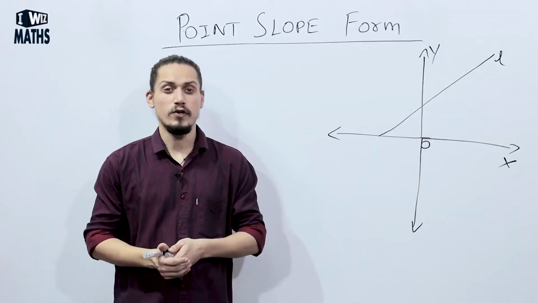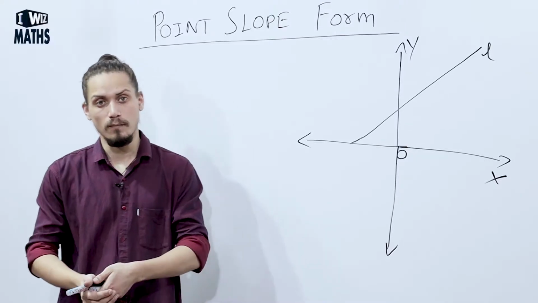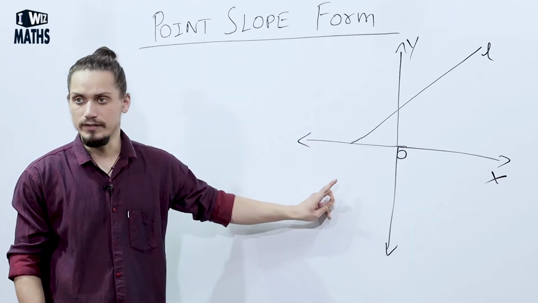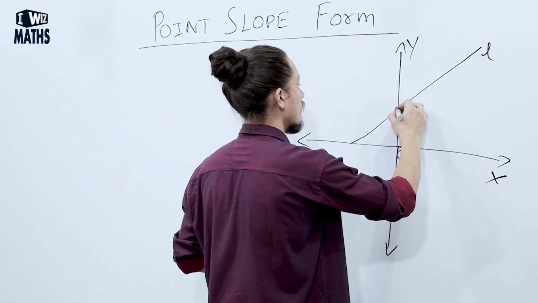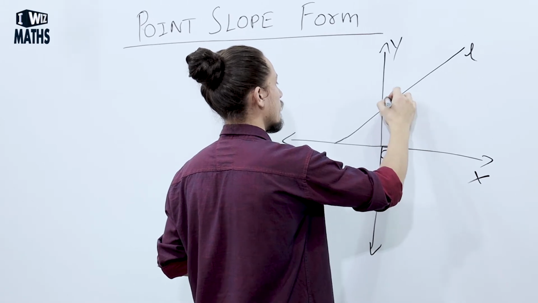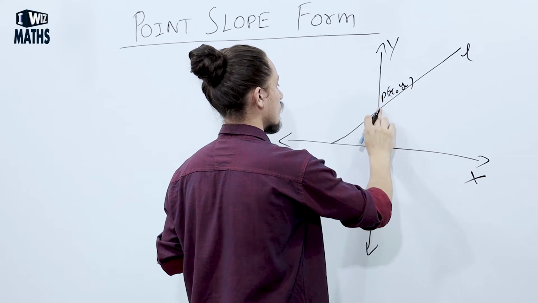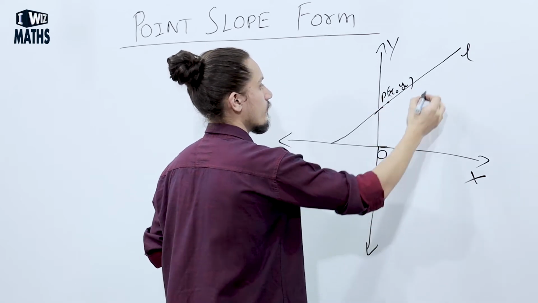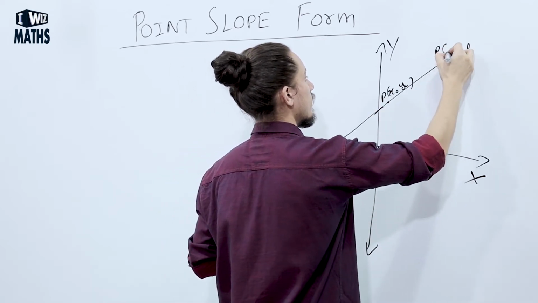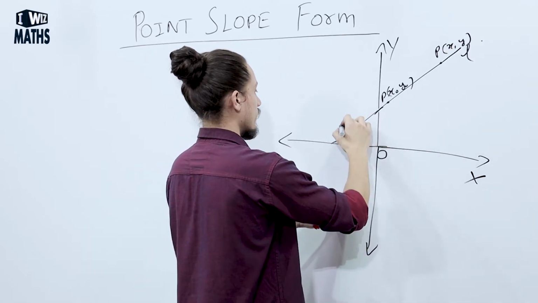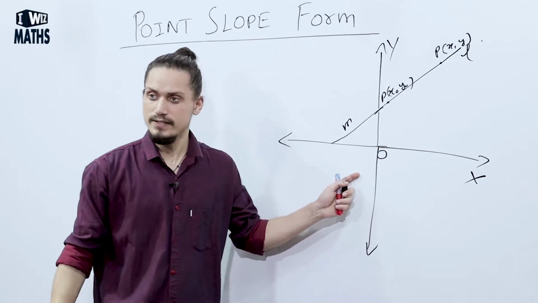The next form of equation of line is a point slope form. As the name indicates, हमारे पास एक point देना होगा और एक slope of line दी होगी. Okay, say we have a arbitrary point P(x naught, y naught). It lies somewhere here, and we have a fixed point P(x, y). And we are given the slope is equal to m. Slope of this line is m.